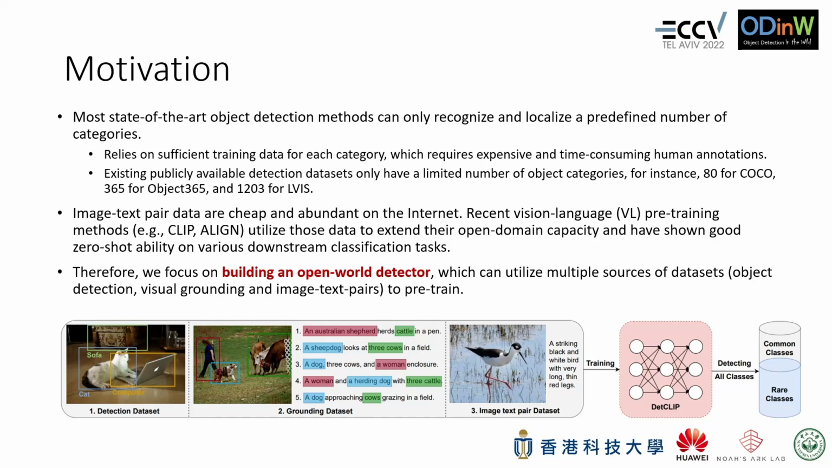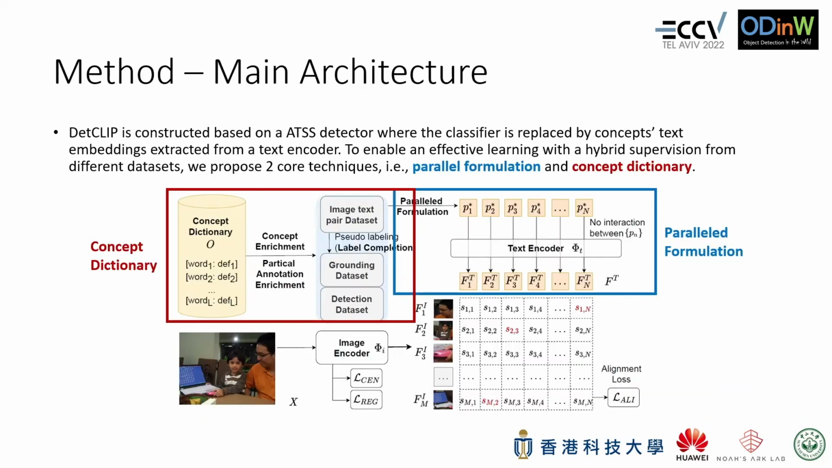Therefore, we focus on building an open-world detector, which can utilize multiple sources of datasets to pre-train. We first introduce the main architecture of DetCLIP. DetCLIP is constructed based on an ATSS detector where the classifier is replaced by concept text embeddings extracted from a text encoder. To enable effective learning with a hybrid supervision from different datasets, we propose two core techniques: parallel formulation and concept dictionary.